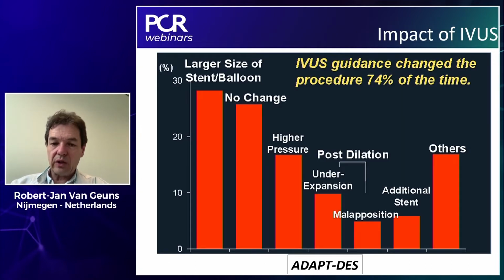Now, how can we use IVUS? This has been from the ADEPT DES on how IVUS potentially impacts your procedure. When doing IVUS, it is pretty frequent that you're using larger size balloons or larger stents. On the other hand, there might be more post-dilatation, which is more in the middle, due to under-expansion or malposition, and additional stents.